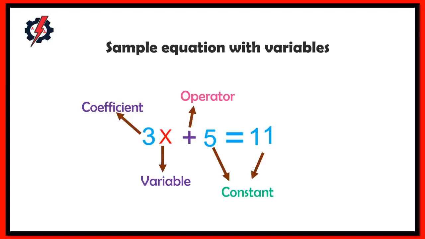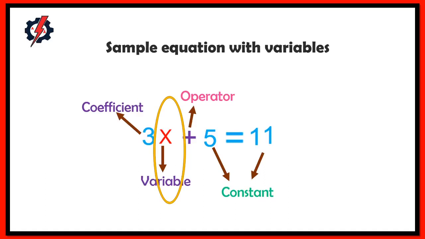Here we have an equation. 3x plus 5 equals 11. A variable is a letter or symbol that hides behind a number. The letters x, y, and z are the most common generic symbols for variables. We read 3x as the same as 3 multiplied by x. And we read the equation as 3x plus 5 equals 11.